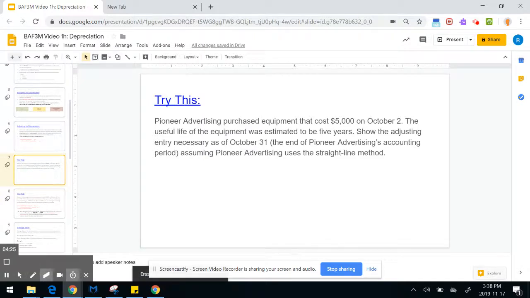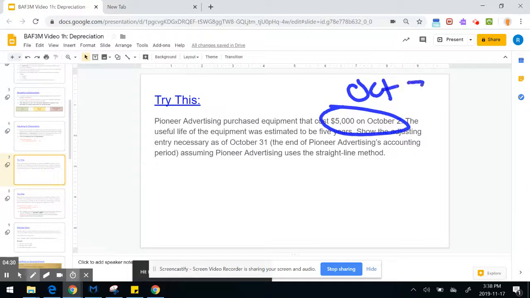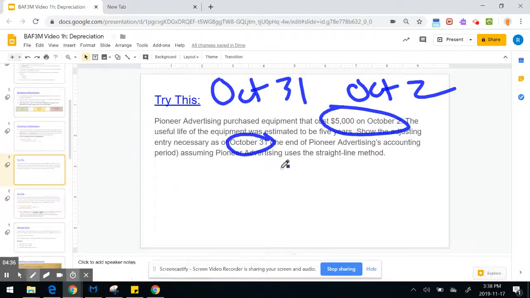Here we have a $5,000 piece of equipment bought on October the 2nd. Today is October the 31st. Time for an adjusting entry. All right. How do we make it? Well, here you're told in the question that the car has an estimated useful life of 5 years.